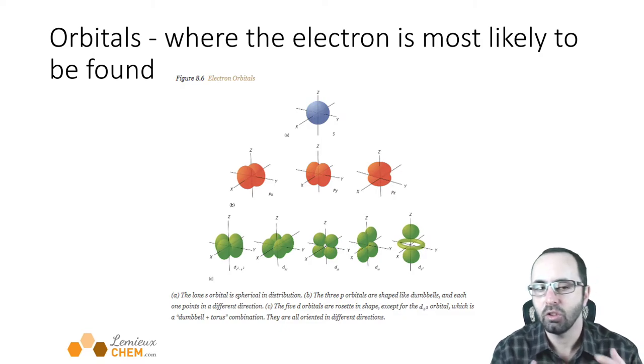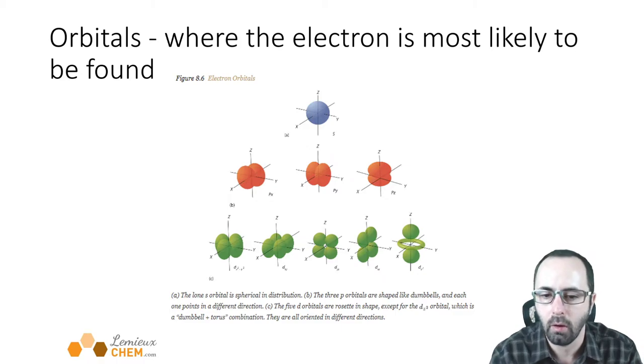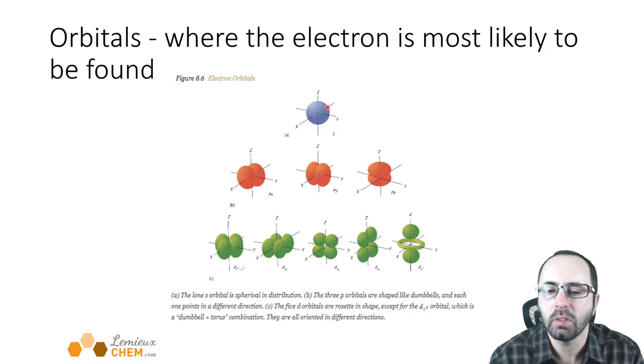Now, besides shells or energy levels, we also have orbitals or subshells, as they're also called. And these orbitals come in several types. They're defined basically by their shape. S orbitals, which are represented here, have a spherical shape. These in this row are P orbitals. They have a P here. And these have a dumbbell type shape with two lobes, one here, one here, one here, one here.